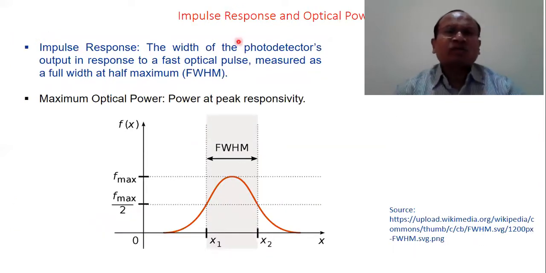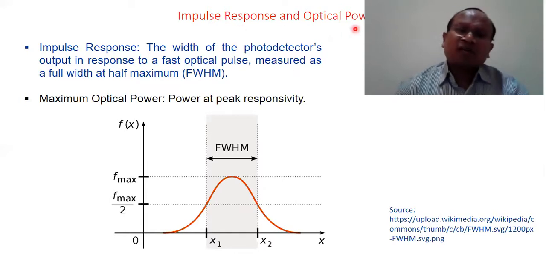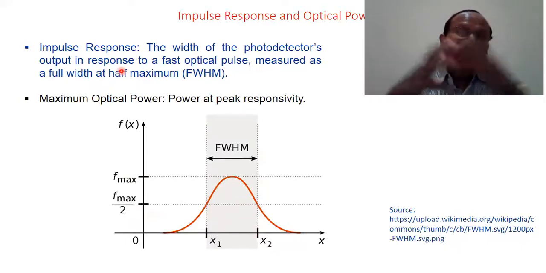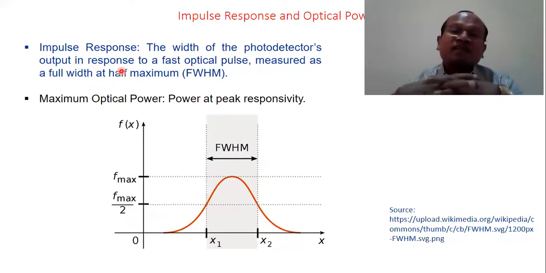Next one is related to impulse response and optical power. Now you see, what is impulse response? It is the width of the photodetector's output in response to a short optical pulse, measured as full width at half maximum. You see here, the maximum is here. And what is full width at half maximum? Look here: half maximum lies at x1 and on the upper side at x2. So this range is called the full width at half maximum, that is the full width at half of the maximum. This is called impulse response.